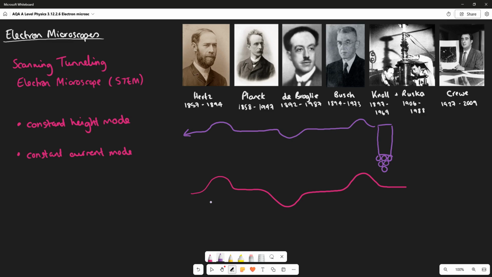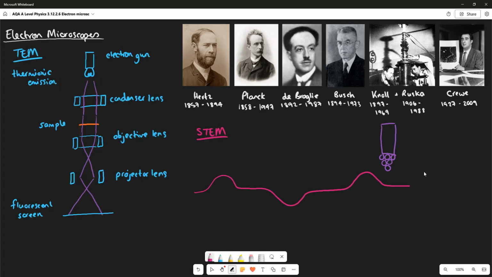So a scanning tunneling electron microscope tells us about the surface of a material, whereas a transmission electron microscope tells us about the internal structure of the material. In the transmission electron microscope, the electrons need to be travelling as fast as possible, because the faster they travel, the shorter their wavelength, and that gives us the highest resolving power that we can get.